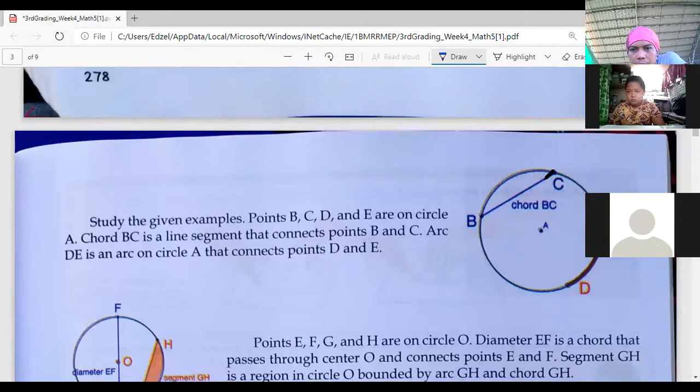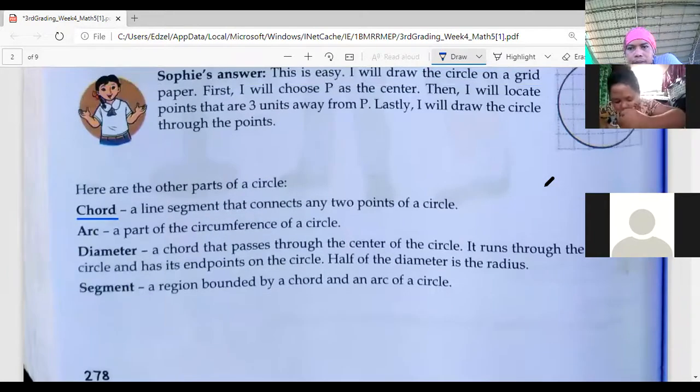Two points on the circle that are connected. Okay? BC is a chord. Chord BC. That's an example of a chord.